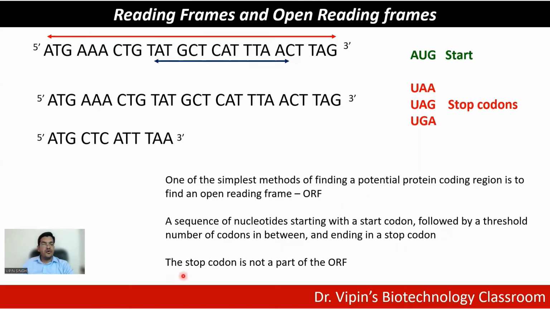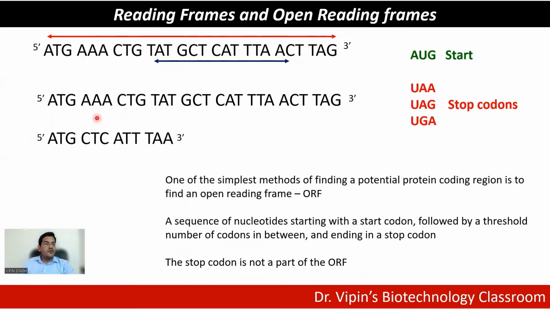Importantly, the stop codon is not a part of the ORF, right? So here in this case, you have two open reading frames. One is in reading frame 1, and the entire sequence itself is an open reading frame. The other is in reading frame 2, and it is basically a smaller reading frame here.